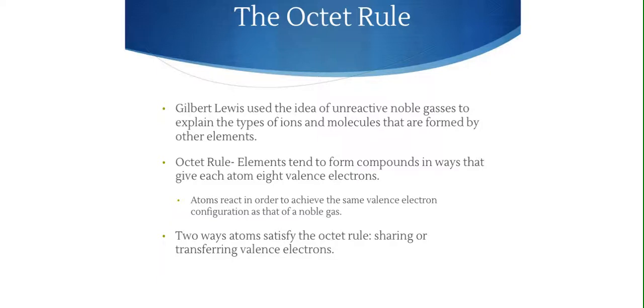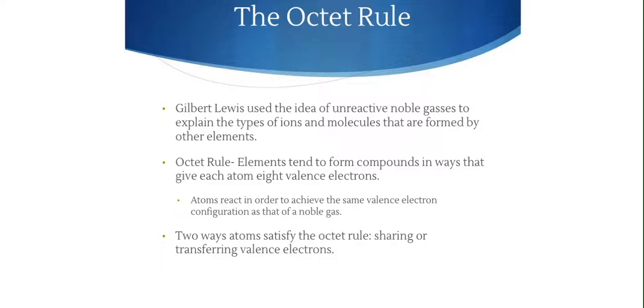There's this chemist by the name of Gilbert Lewis, and he used the idea of unreactive noble gases to explain the types of ions and molecules that are formed by other elements. So basically he looked at the noble gases and he was like, hey, you're not reactive. And he formed this idea on why atoms bond the way they do with other atoms. He created this octet rule, and it states that elements tend to form compounds in ways that give each atom 8 valence electrons.